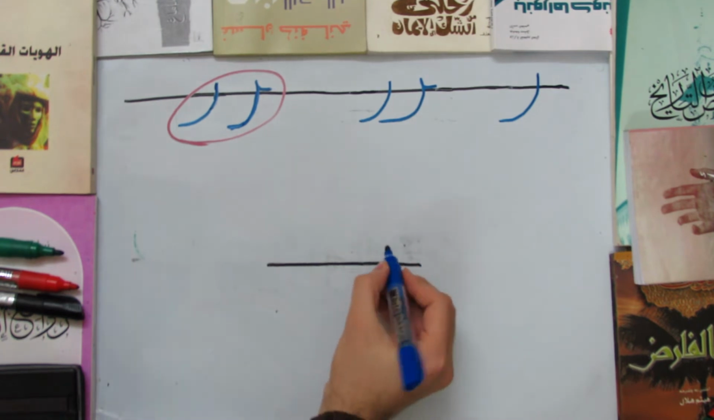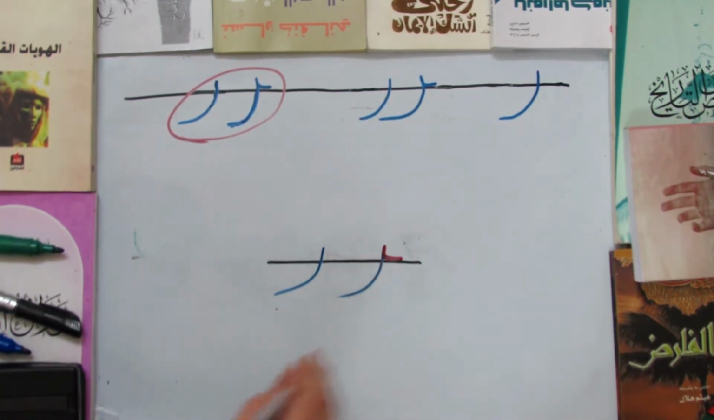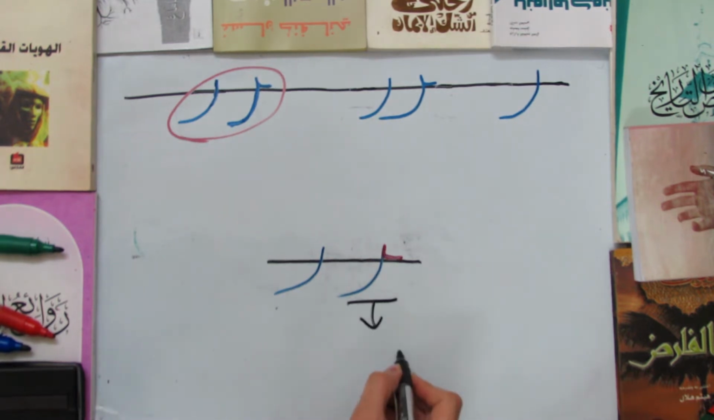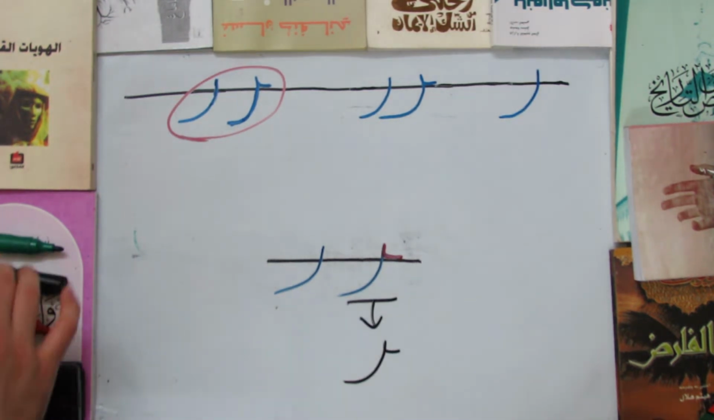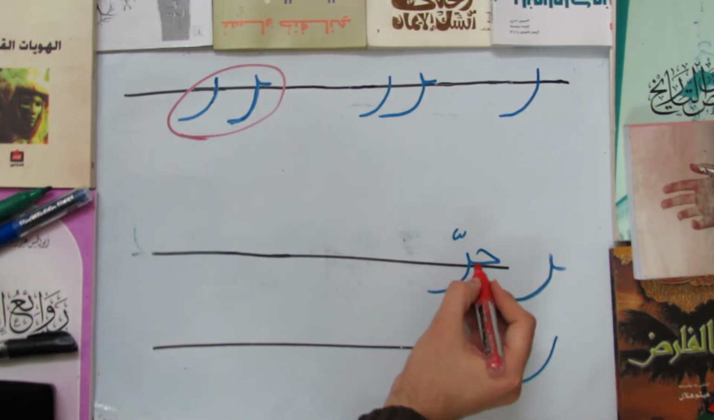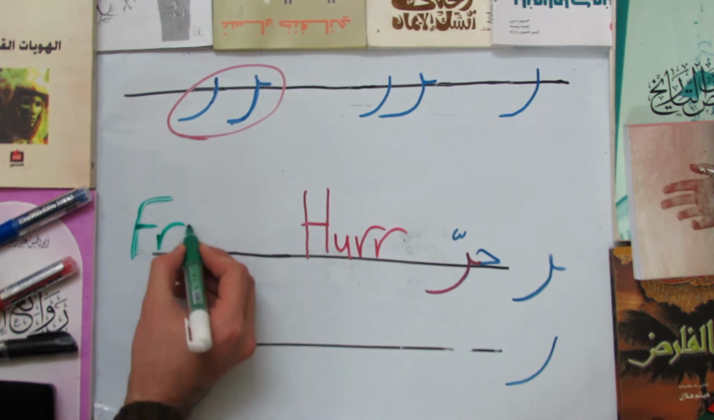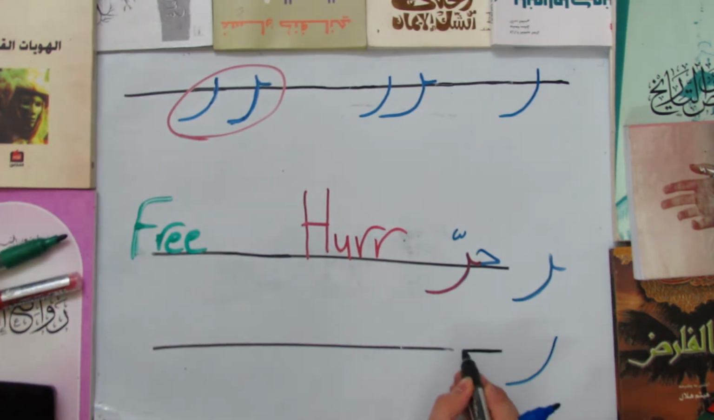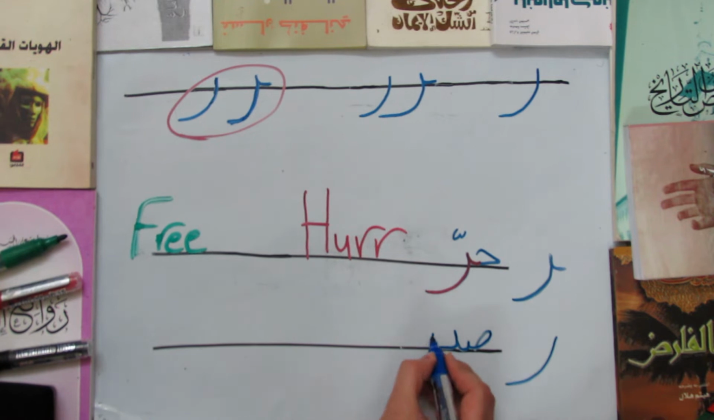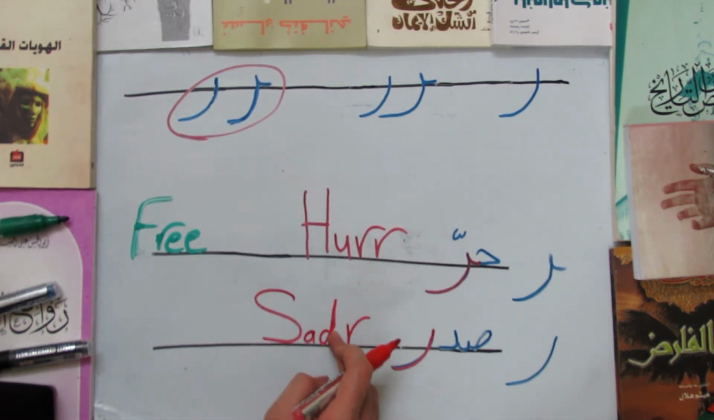What about Raa at the end of the word? Actually, it has two states too. It depends on the letter before it, if it connects to Raa or not. An example of it is the word hur. Hur. Free. And an example of the second form is sadr. Sadr. Chest.